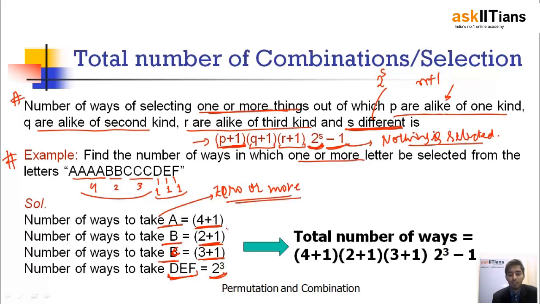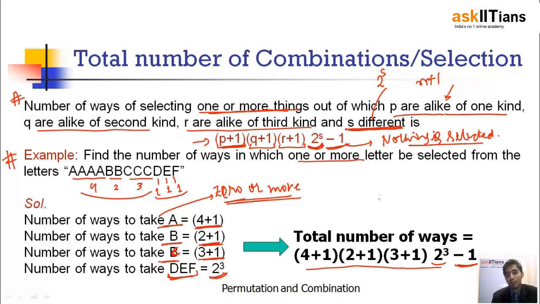Number of ways of taking 0 or more things. So I will have to reduce one case. I will have to subtract one case when nothing is selected. So I will reduce one case when nothing is selected. So the total number of ways will be given by (4 plus 1)(2 plus 1)(3 plus 1), 2 power 3 minus 1.